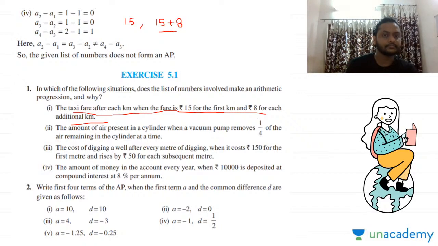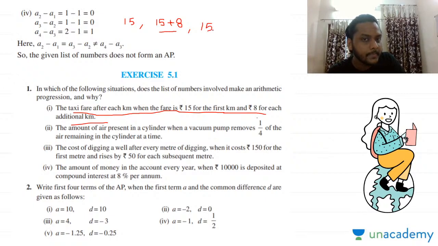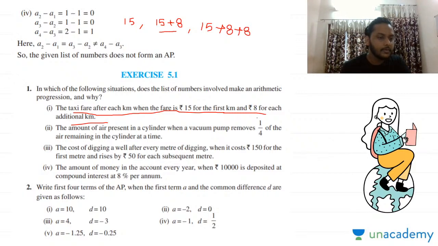Yes or no? Yes, yes or no? Is that clear to you? If I have a journey of 3 kilometers, in that case the first kilometer will be charged as 15 rupees and the second and third kilometer will be charged as 8 + 8. Am I clear? You get this? Very good, Avnish.